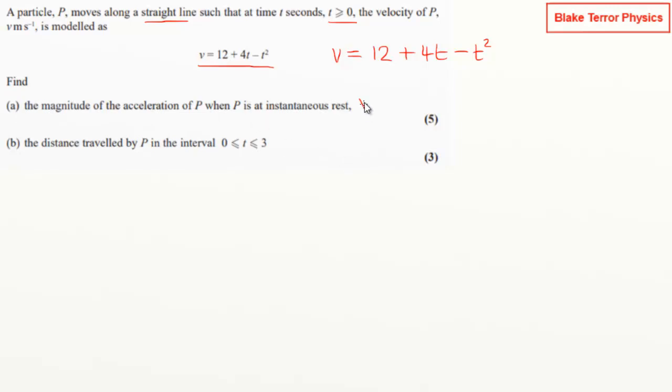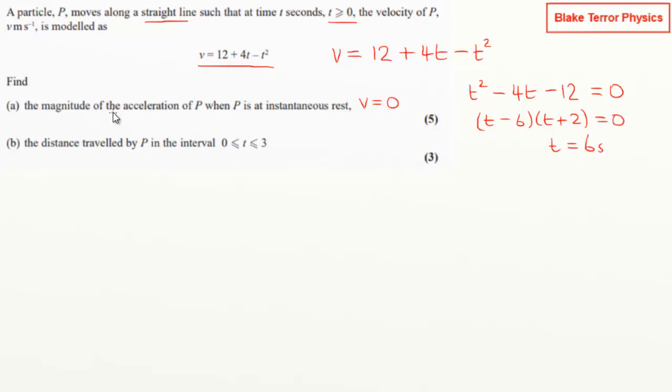So we need to find in part A the magnitude of the acceleration of P when P is at instantaneous rest. So instantaneous rest means that v is equal to 0. So we need to solve this quadratic for v equal to 0. I'm going to flip the sign on everything because I find it a lot easier to spot if something factorizes if the coefficient of t squared is positive. So change the sign of everything and put v equal to 0. And then, yes, that is going to factorize into t minus 6 and t plus 2 equals 0. And we know that t is positive, so we need that t is equal to 6 seconds.